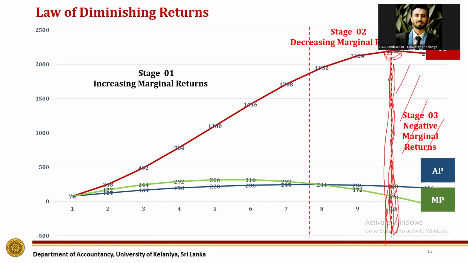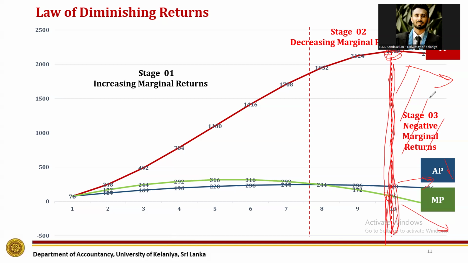So stage 3 means normally you need to identify the MP curve. MP curve values decrease and become negative. That means if your TP decreases, what happens to your MP? Your MP decreases and reaches negative, and AP also decreases. So as an economist, you cannot select any position in stage 3 to achieve profit maximization.